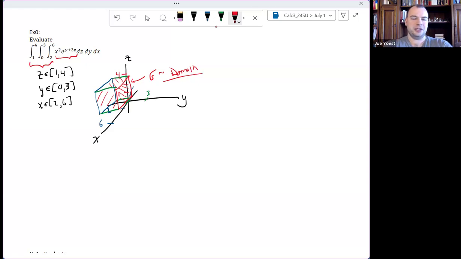Now, it's not strictly necessary to do this for this problem, but I think it is helpful. We might also notice that our integrand can be written as the product of 3 functions, x squared times, remember our exponent rule, e to the y plus 3z is e to the y times e to the 3z. Well, this is just the product of a function of x times a function of y times a function of z. And none of my bounds of integration depend on any other variable. They're all independent.